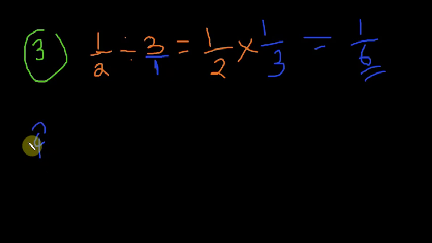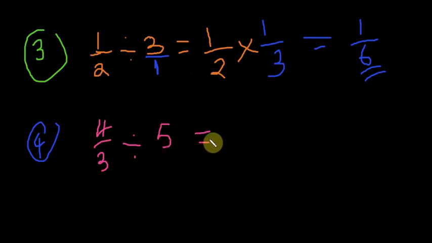Fourth example now. Let's use a different color. Fourth example, let's say, 4 over 3 divided by 5. Who can guess? Do this one on your own. Okay, I'm assuming you have done it.